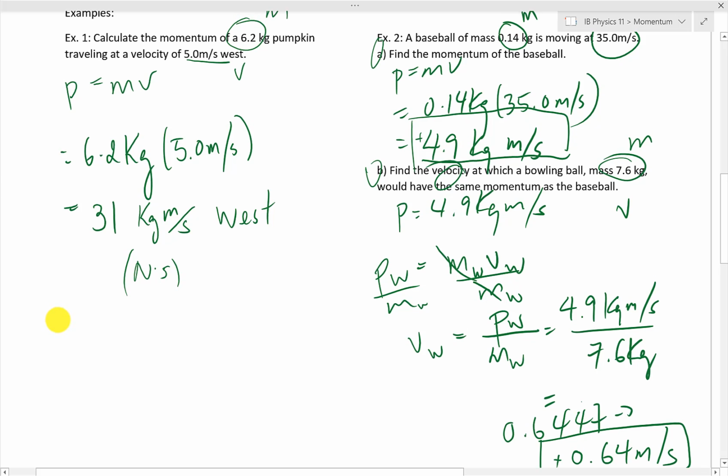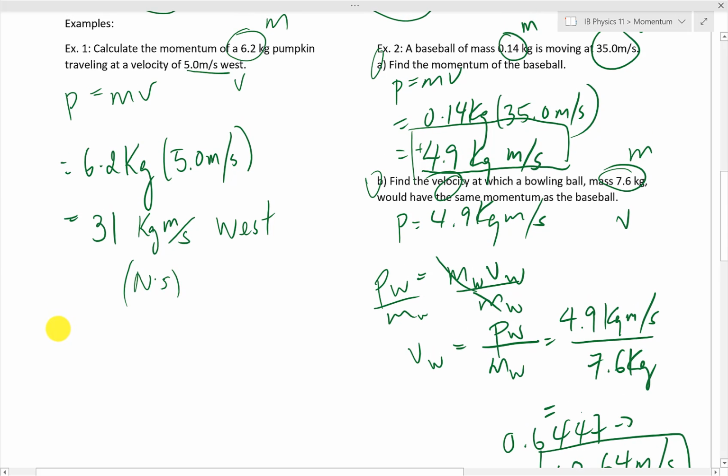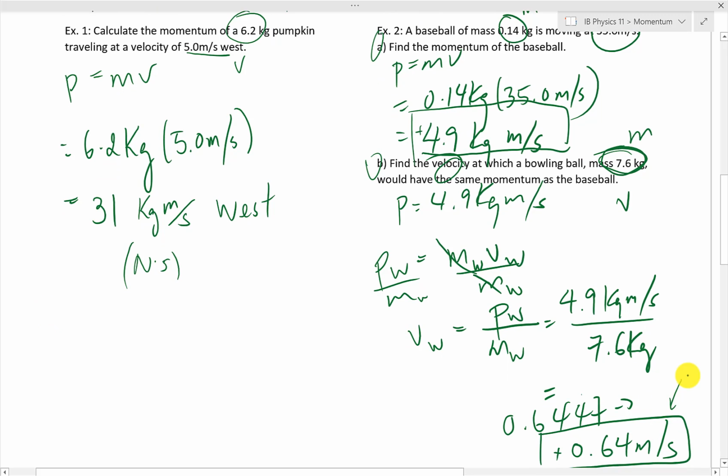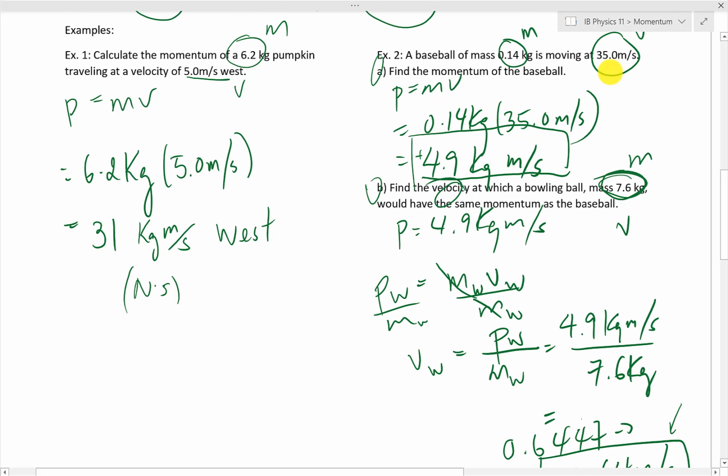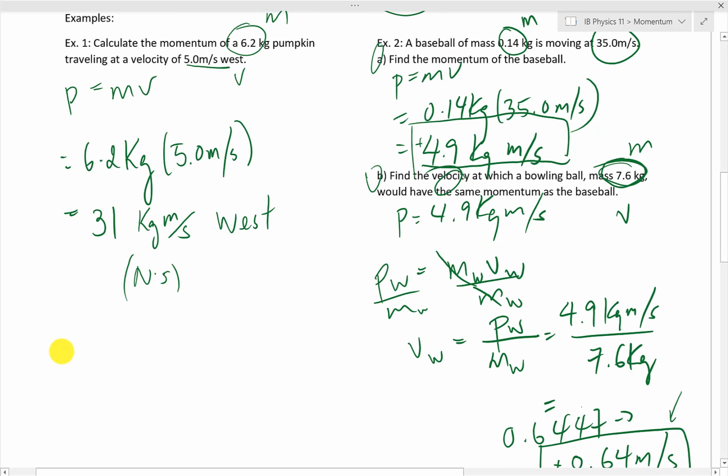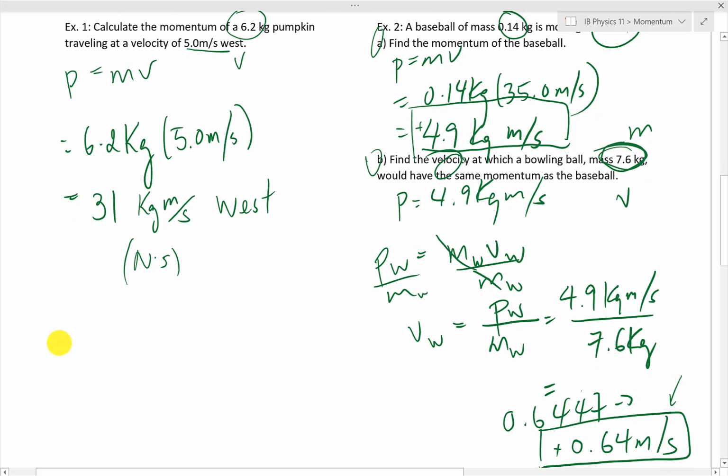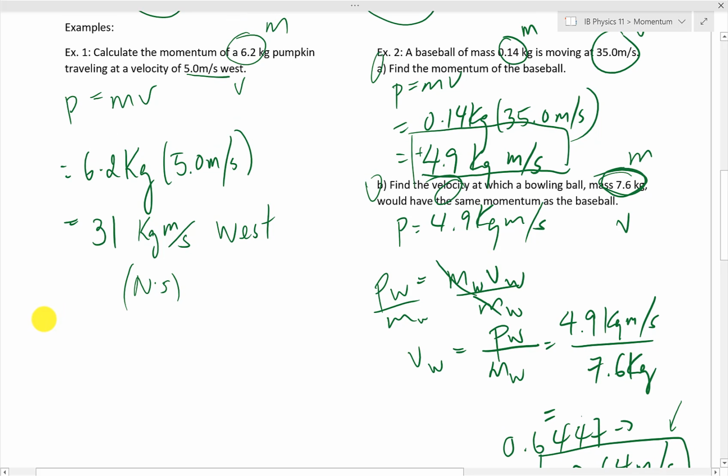So notice that if I have a more massive object traveling at the same momentum, it's going to be traveling at a very much smaller speed. So that 0.64 meters per second versus 35. That's a big difference. And that all comes down to the mass of this object if they have the same momentum. Okay, so great. These are 2 examples.